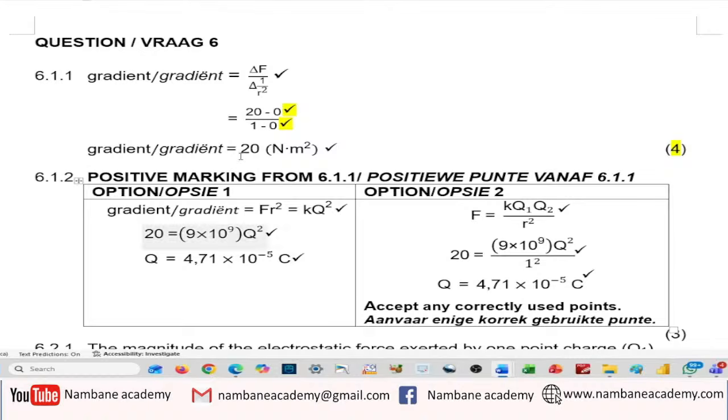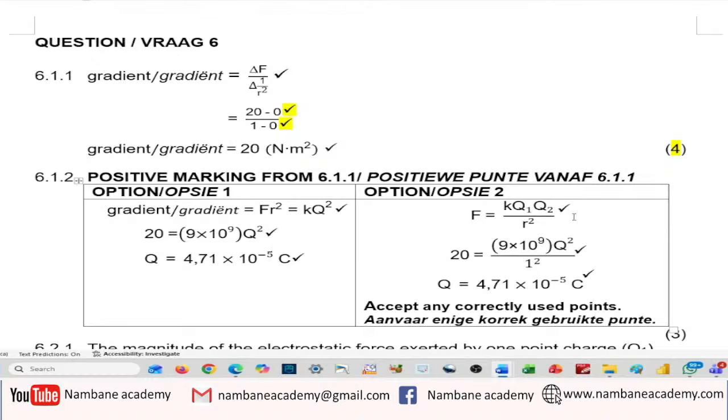Positive marking means if the answer here is wrong for whatever reason, but it is correctly used in 6.1.2, then the learner can get full marks. And then we said, okay, even though the learners were then asked to use their answer from question 6.1.1, let us, for option number 2, accept if a learner uses Coulomb's law.